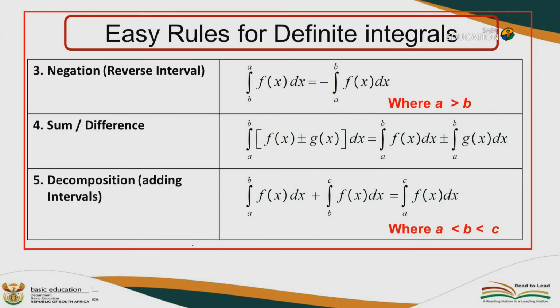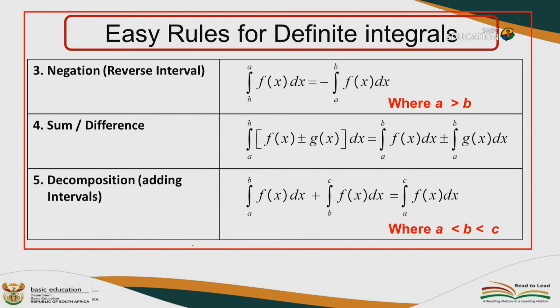Then let's look at the next rule, which we call the negation or the reverse interval. When do we experience this? It's if ever you find that the value of A is less than the value of B. Remember from the beginning in the introduction, I said in a normal situation, your value of A must be less than your value of B.